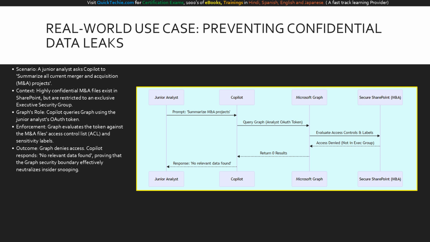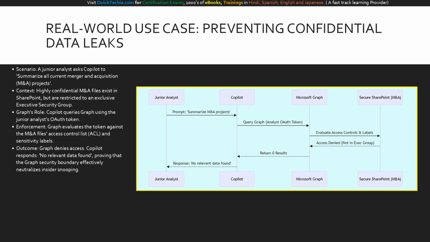What happens? Copilot takes that prompt and hands it to Microsoft Graph along with the analyst's OAuth token. Graph immediately attempts to retrieve M&A data, but hits the access control list and sensitivity labels on the executive SharePoint site. Graph sees the analyst lacks permission and strictly blocks the retrieval. Graph returns 0 confidential files to the orchestration engine. Consequently, Copilot simply replies to the analyst, "No relevant data found."